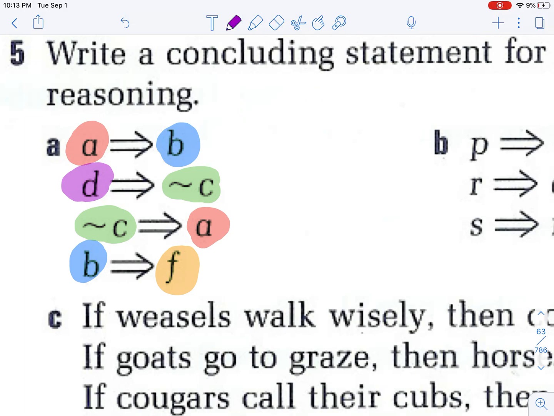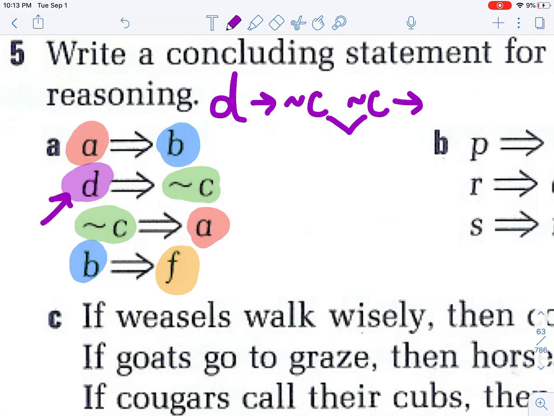So let's go ahead and show our chain. You're going to start with the color that's by itself in the beginning. In this case, it's a D. So D is by itself. So D goes to not C. Check. Okay, used that. Which means I have to link not C up with not C. Those two have to link together. And not C goes to A. Okay, so I linked those up.